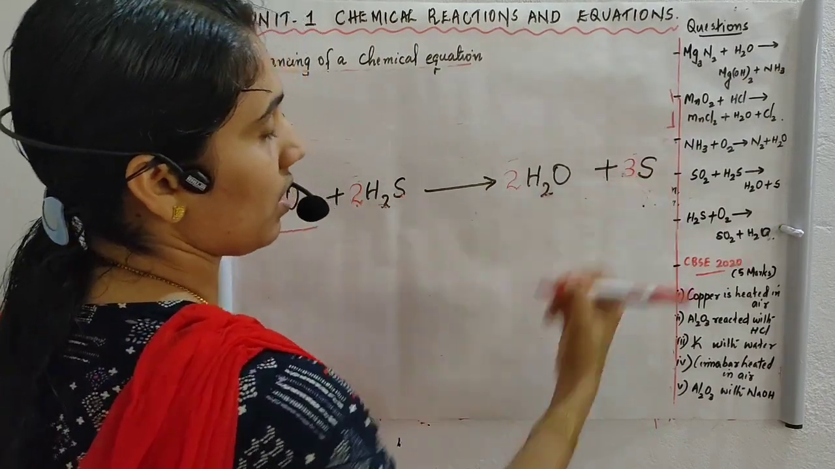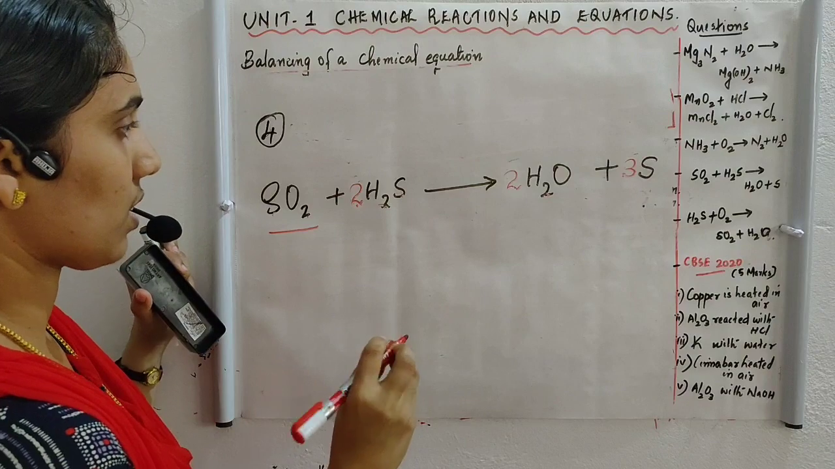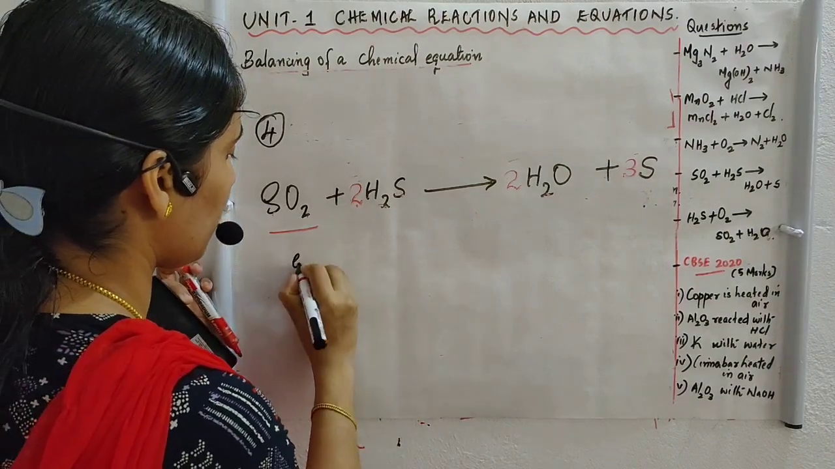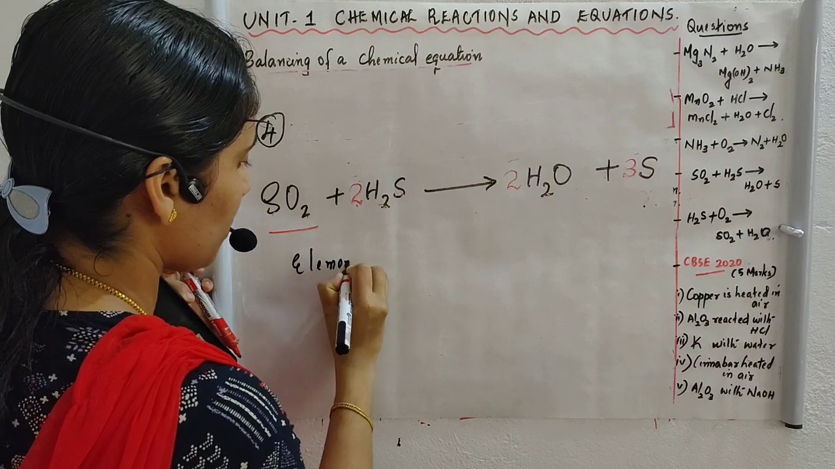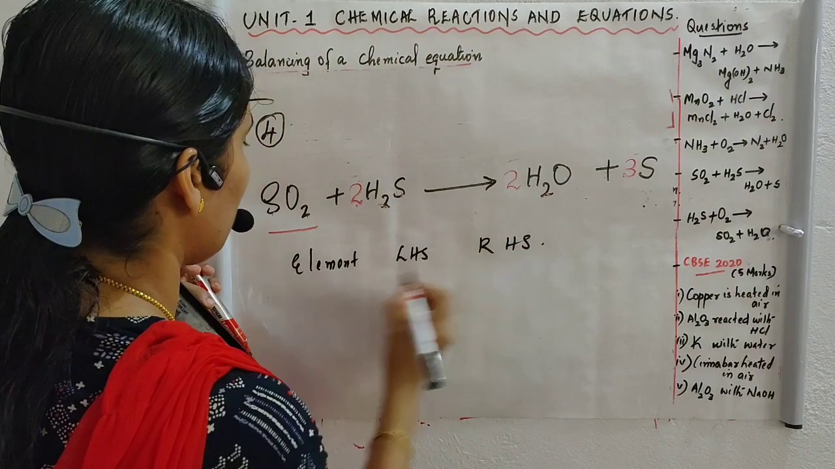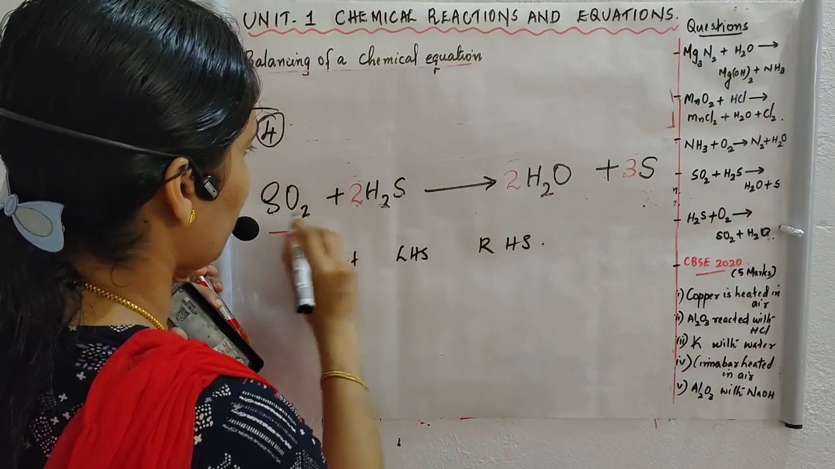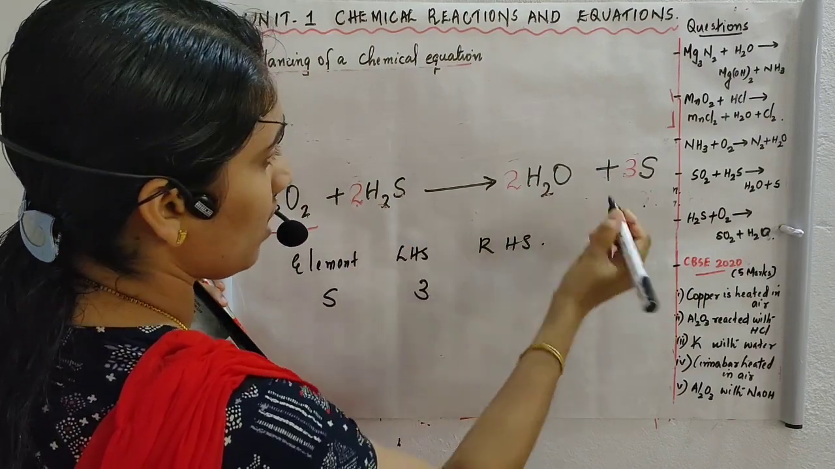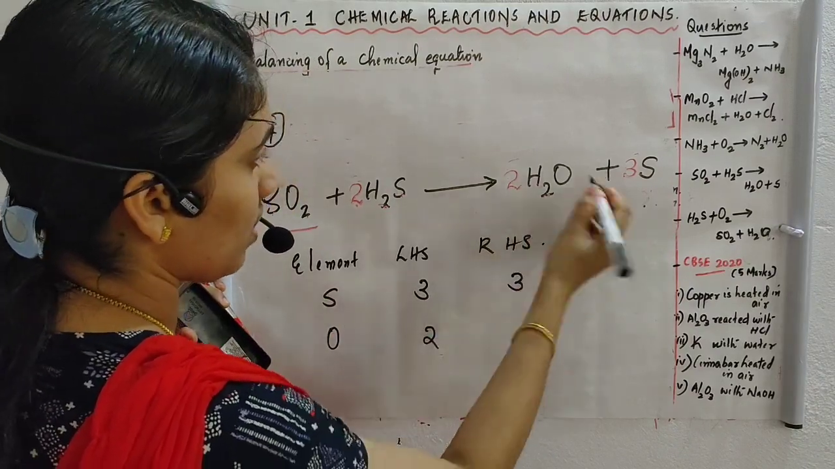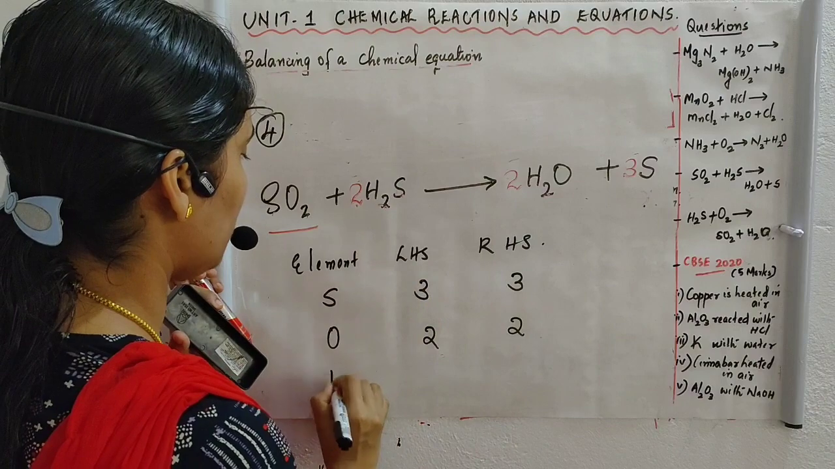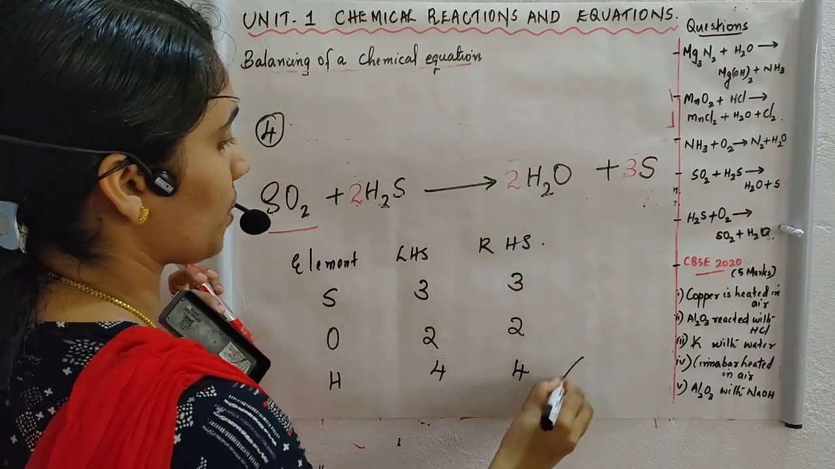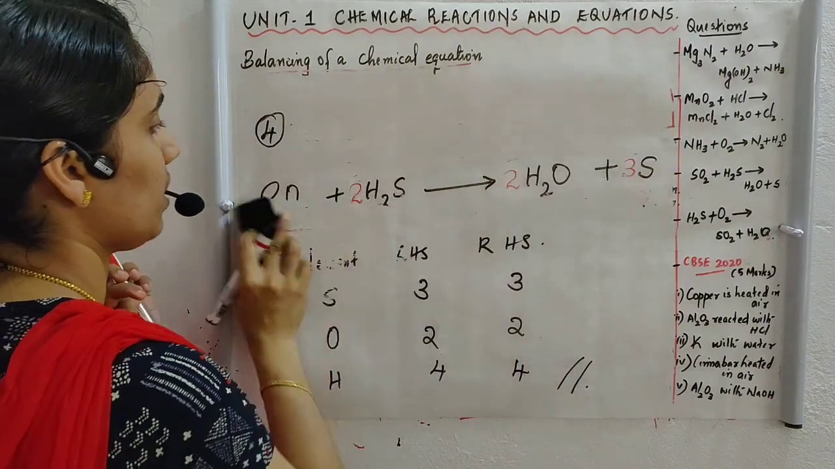So 1, 3 here. Now you just check the correctness of the equation. Element, LHS, RHS. Sulfur, here it is 3 and right side also 3. Oxygen 2, this side also 2. Hydrogen this side it is 4 and right side also 4. So the equation is balanced.